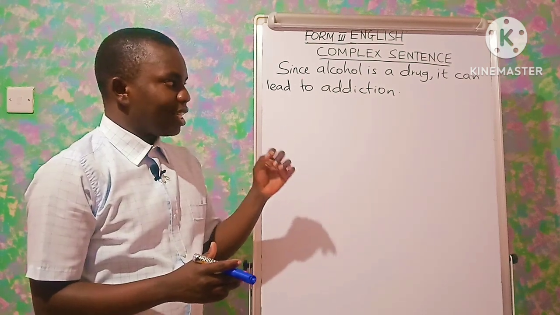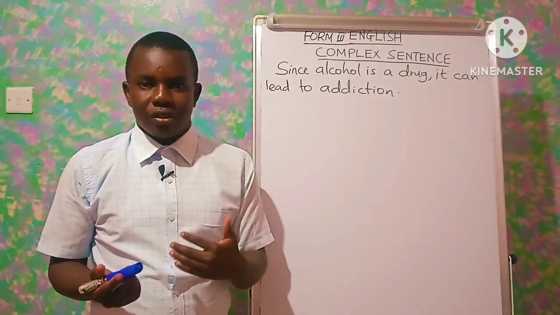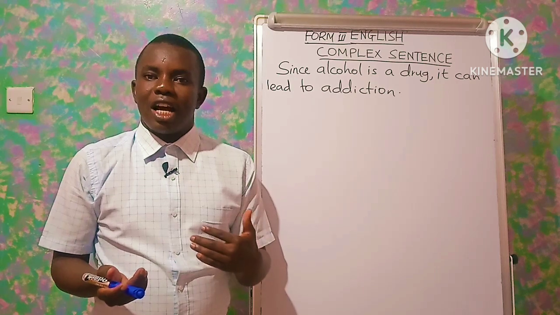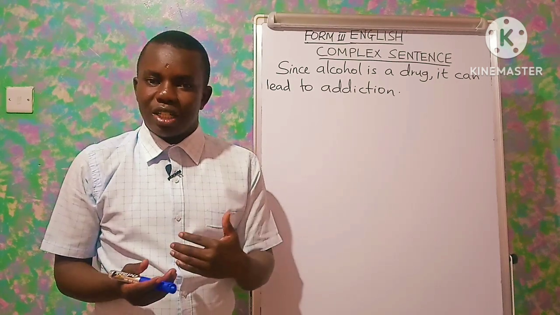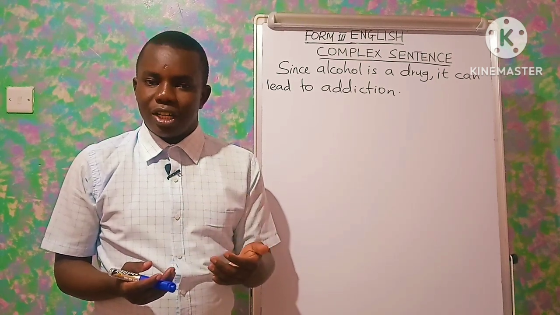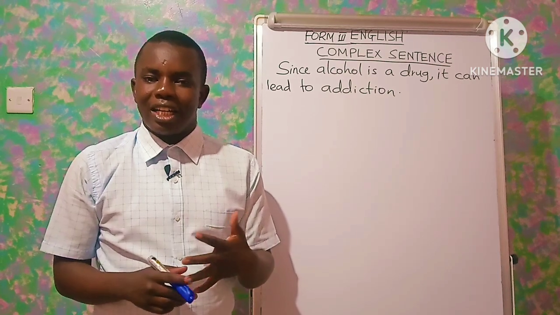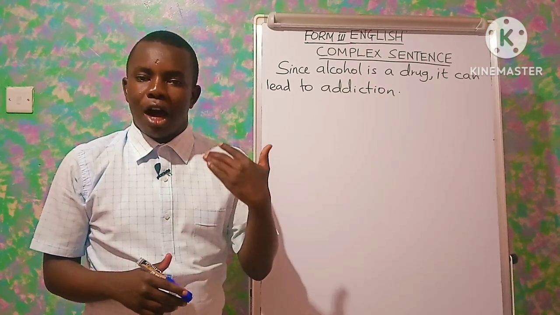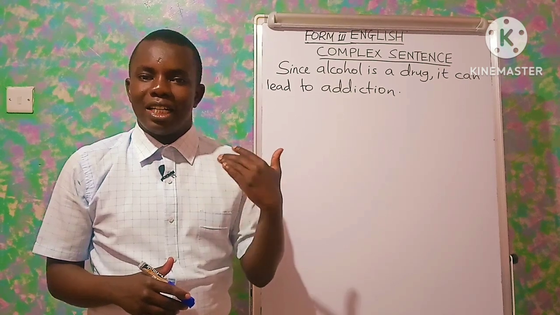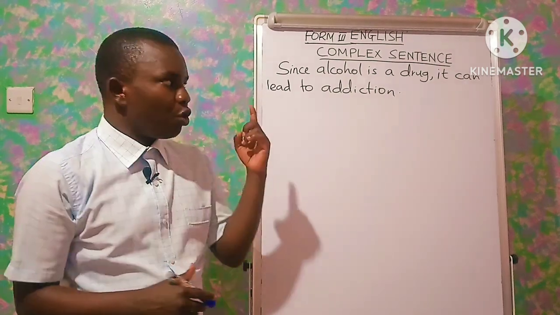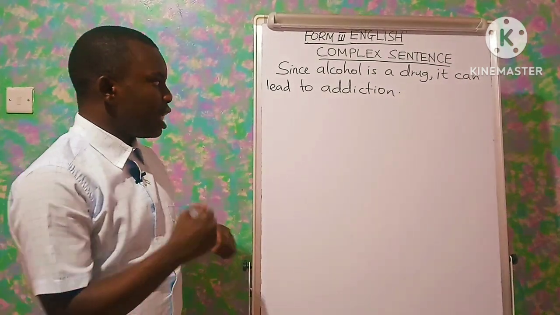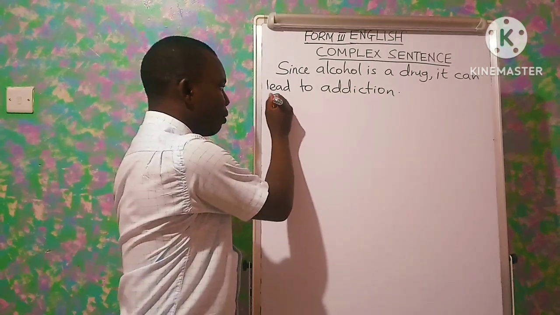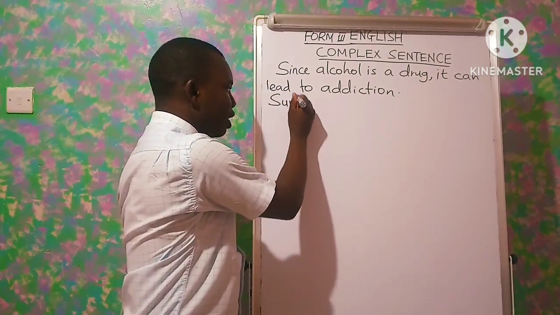The second part, it can lead to addiction. I can come to class and make this statement, and I will have communicated a complete idea, and I will have also made sense. So the first part is what we call a subordinate clause.